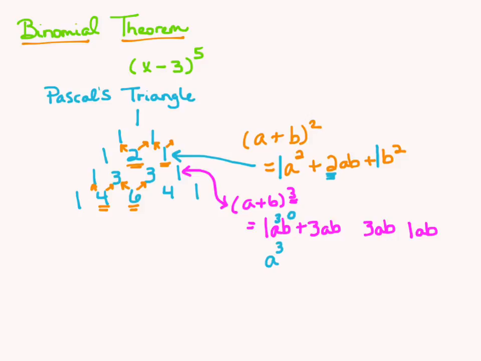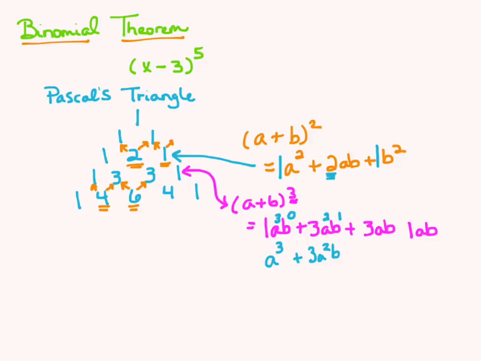Then on our next term, the a degree is going to go down by 1. It'll be squared. And the b degree is going to go up by 1. A squared, b to the 1. 2 plus 1 is still equal to 3. And so those are going to be our exponents for the second term. Plus 3a squared b.